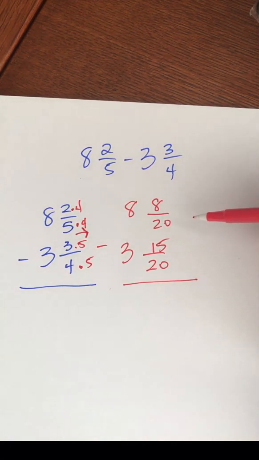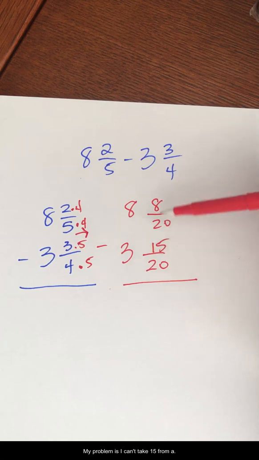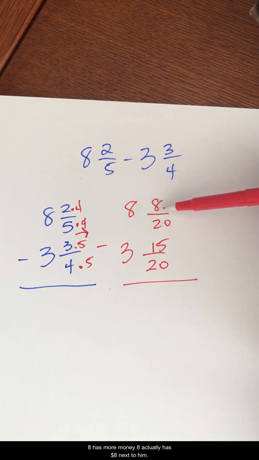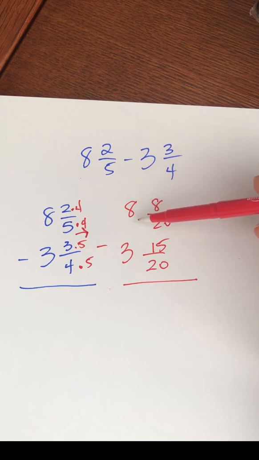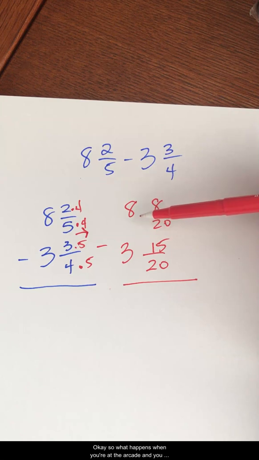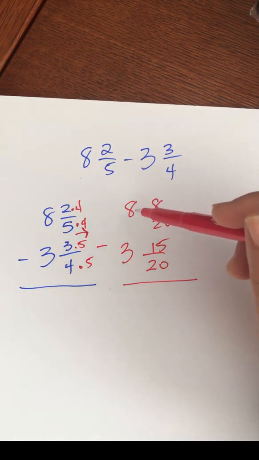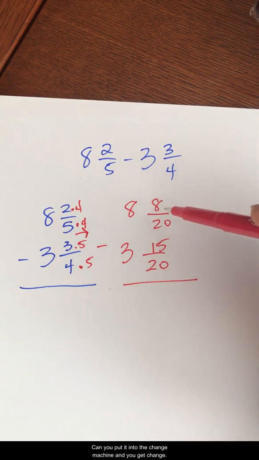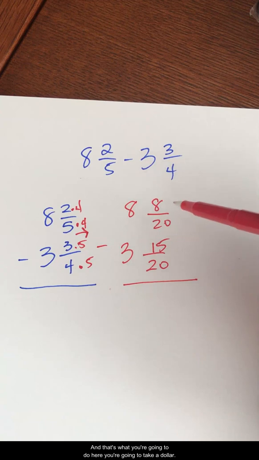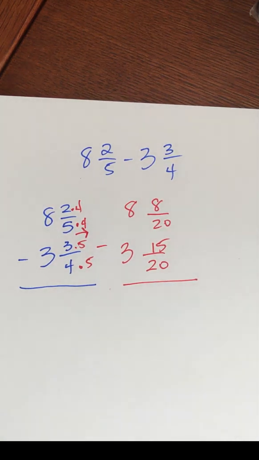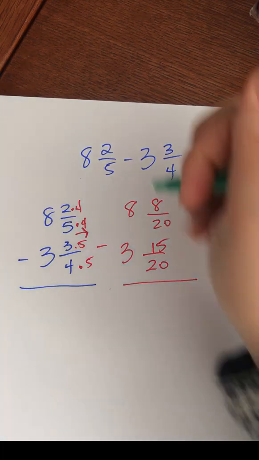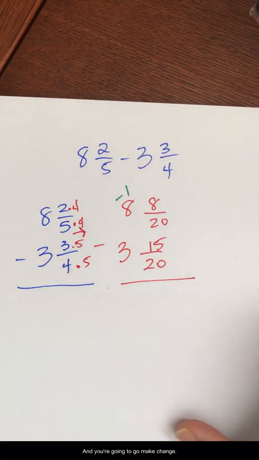Well, I have a problem. My problem is I can't take 15 from 8, can I? 8's too small. But 8 has more money. 8 actually has $8 next to him. Okay, so what happens when you're at the arcade and you run out of change? Well, you take $1, right, from your cash, and you put it into the change machine and you get change. And that's what you're going to do here. You're going to take $1 from this 8 and you're going to go make change.